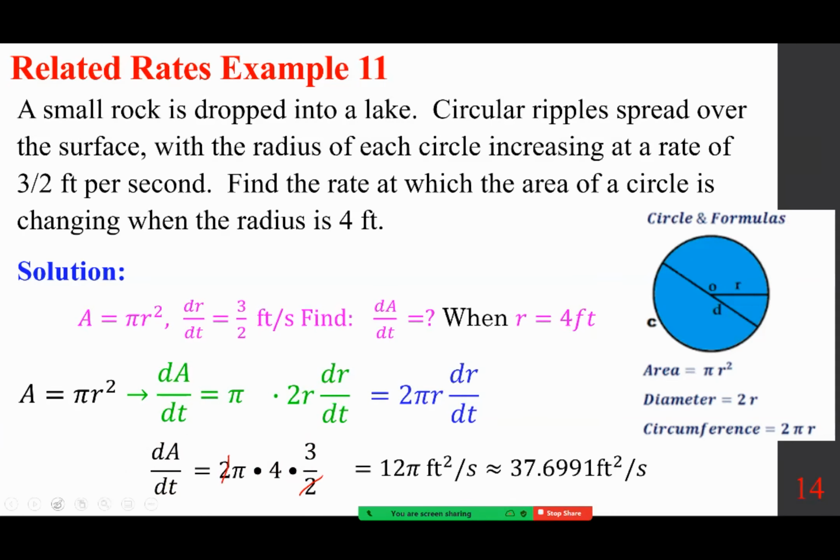And we can use a calculator, not 3.14, a calculator with more decimals. And that gives us 37.6991 square feet per second.